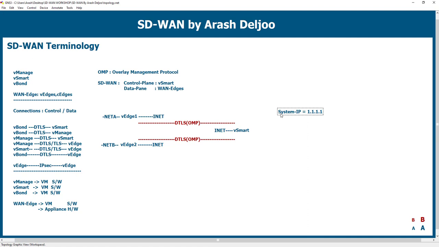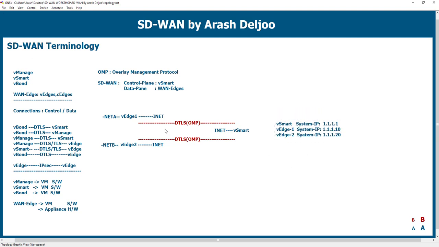For example, in our scenario, the system IP of vSmart can be 1.1.1.1. This is the system IP. We configure it, and you will see it in the scenarios I implement in the video. The vSmart system IP is 1.1.1.1. It's an example. And for example, the vEdge1 system IP in our example could be 1.1.1.10. It's only a simple example. And the vEdge2 system IP only should be unique. It's not routable. 1.1.1.20. Okay.